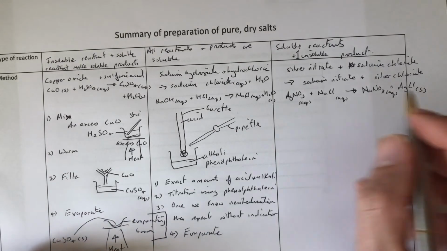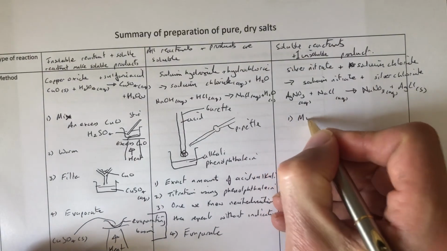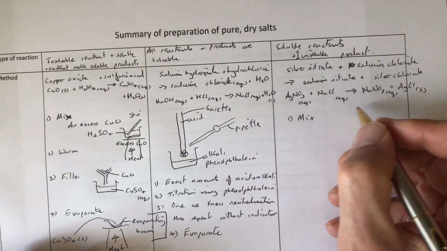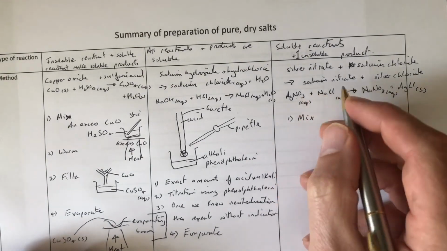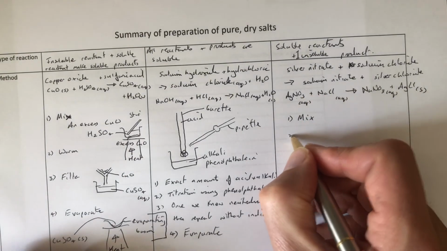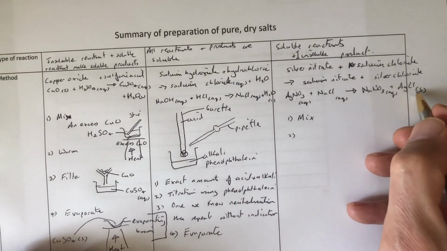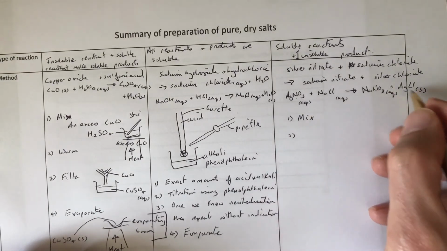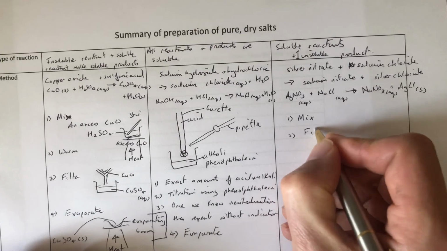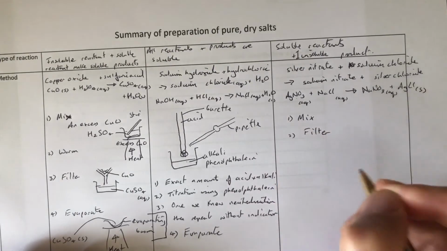Okay, so the way we do that, first off, we mix. Doesn't have to be exact quantities. Just going to mix the silver nitrate and the sodium chloride. Okay, when that happens, we're going to get a soluble product and a solid. So we want to get that solid out, so that's easy. We filter, and that gets that silver chloride out.